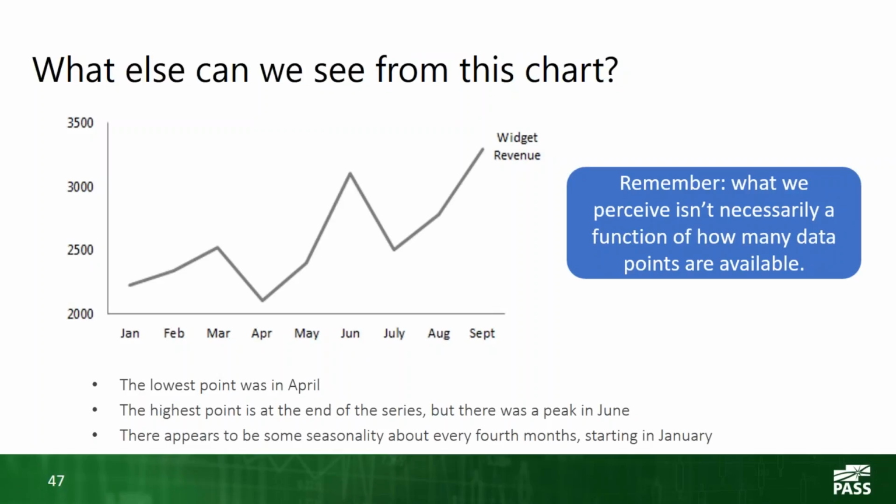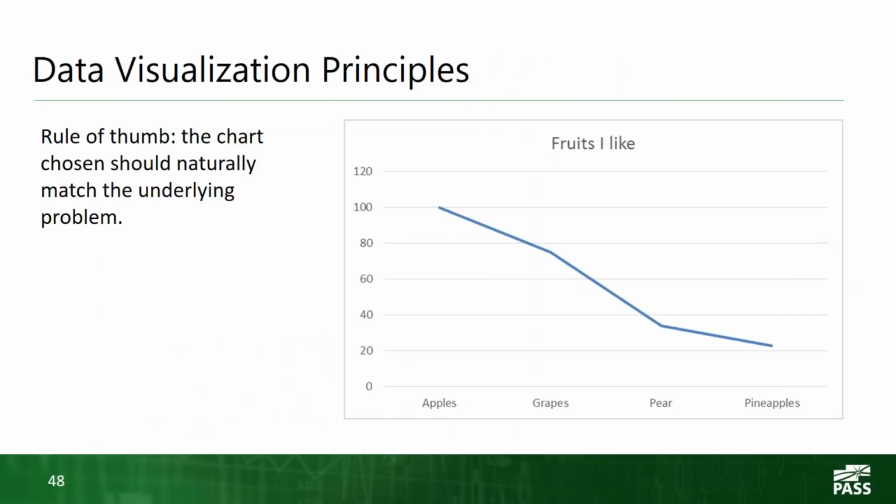So the most important thing to remember with data visualization, as I've presented earlier, is that what we perceive is not necessarily a function of what's there. So we need to connect our data visualization to our underlying message. As a rule of thumb, you should always try to match the underlying problem, as I said earlier. So this one on the right, we see that this is a line chart. Lines are used to show trend. So this is incorrect, because here we have apples, grapes, pears, and pineapples. There's no inherent trend. We're just trying to compare the different fruits that people like. So that doesn't necessarily make sense. So always try to connect what you're displaying to the underlying message.